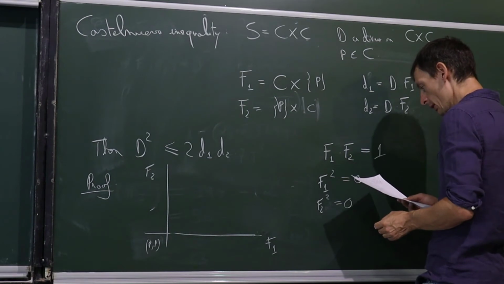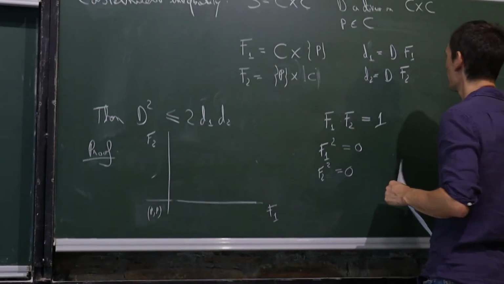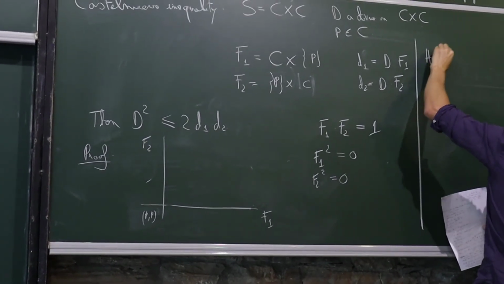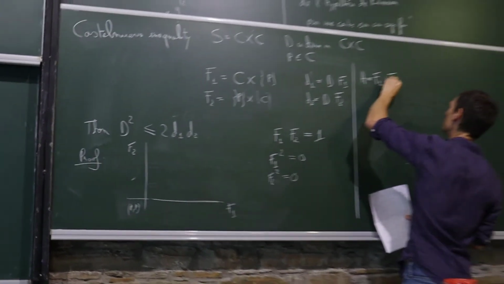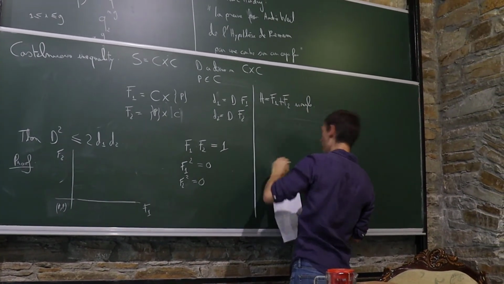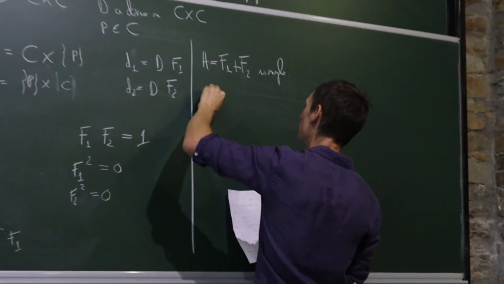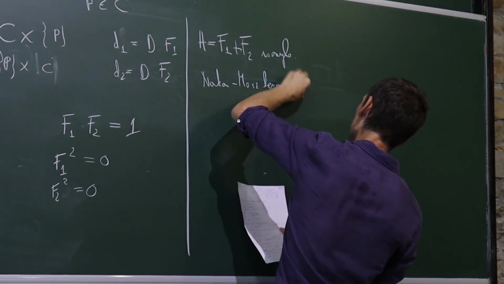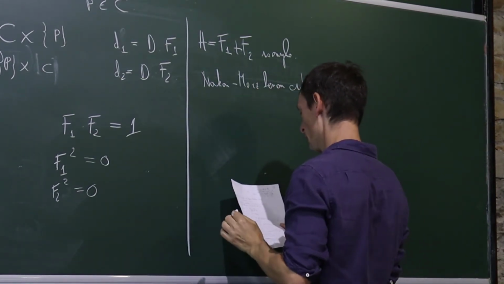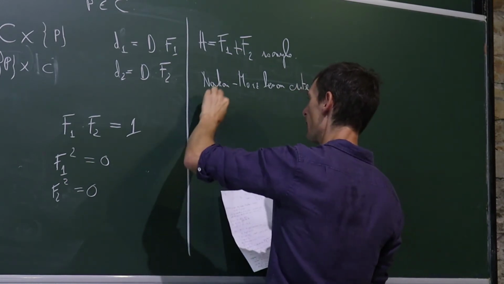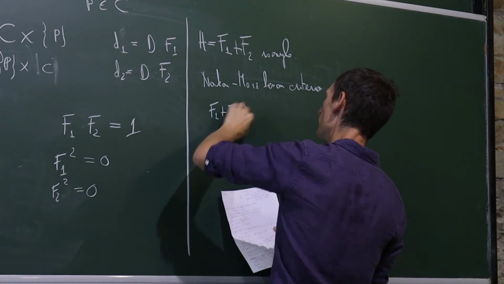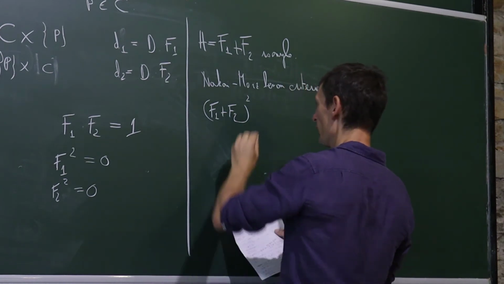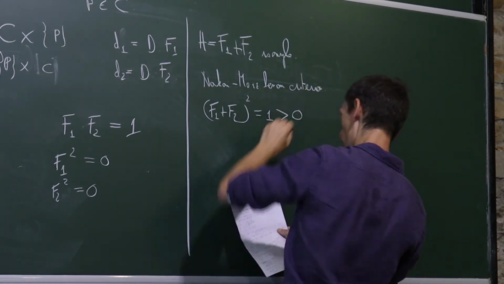Okay. Now, what else do I need? I would need some ample divisor, and what I claim is that H, which is the sum of F1 plus F2, is ample. For this, I'm going to use the Nakai-Moishezon criterion, which is also in Hartshorne. And you have to verify first that F1 plus F2 square, and you can easily compute because you have all these formulas here. This is 1, so this is positive.